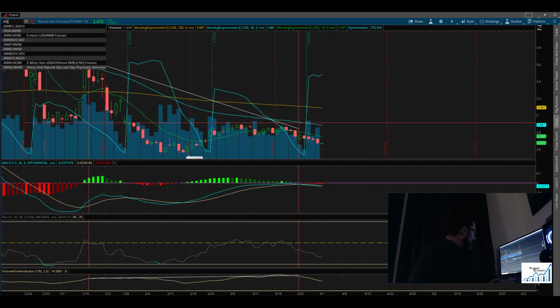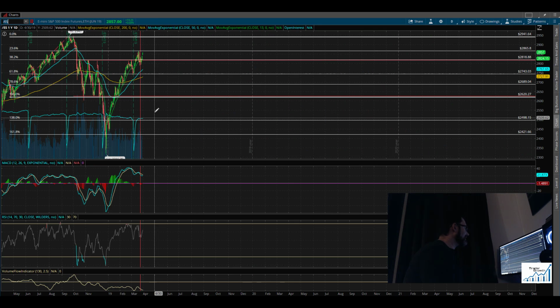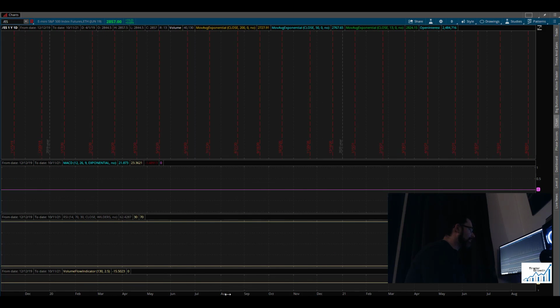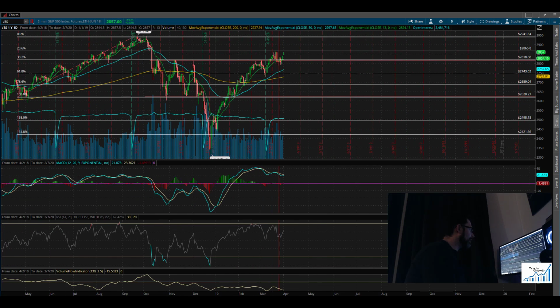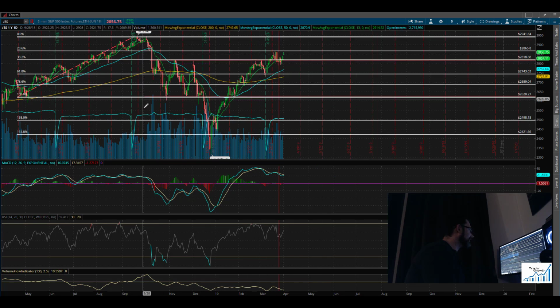Let's take a look at the E-mini finally. And this has kind of been my bread and butter this year. I've been in and out of this a whole bunch of times, and this is a really good setup. So this chart's going to look a little bit different than my other charts.